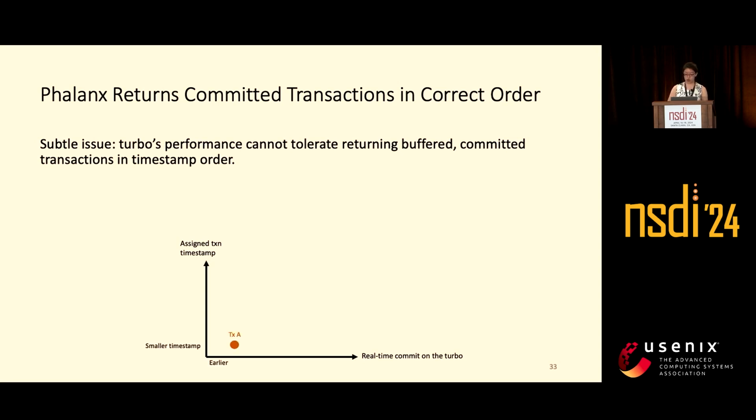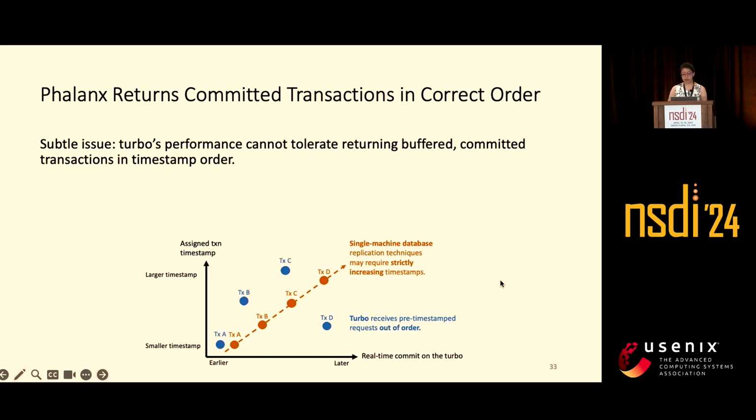Transactions that commit earlier receive a smaller timestamp, while transactions that commit later receive a larger timestamp. Single machine databases timestamp transactions in strictly increasing order, and some of their replication techniques rely on this for correctness. But this is false for the turbo.